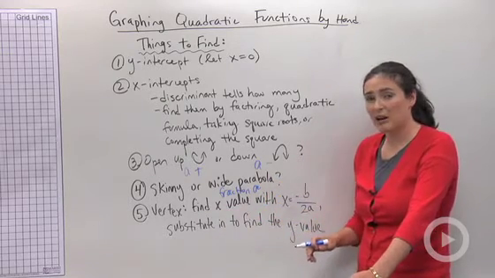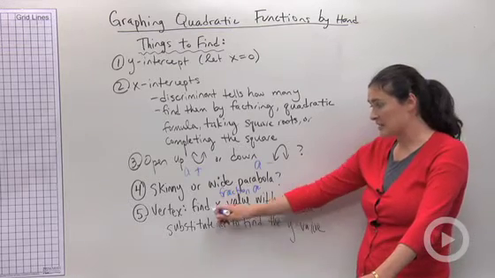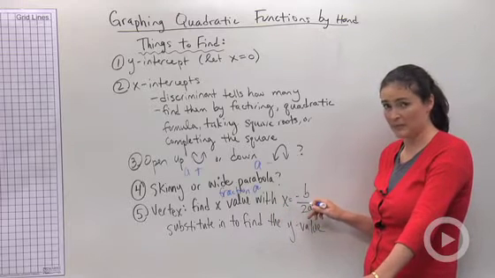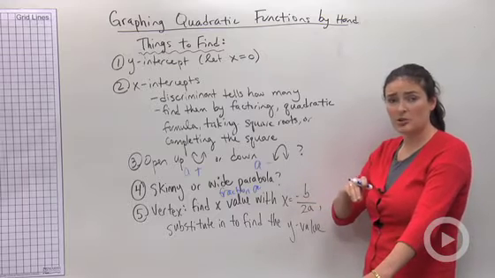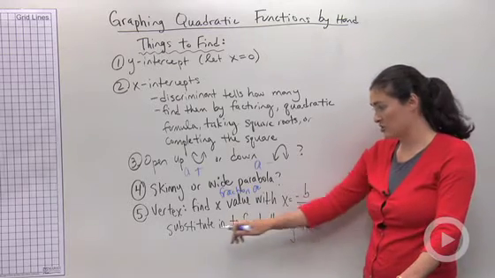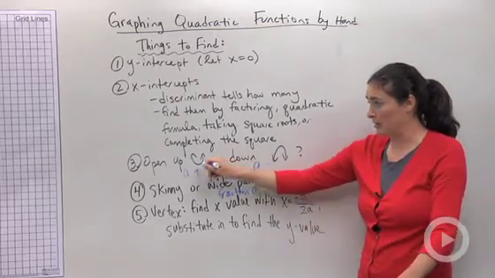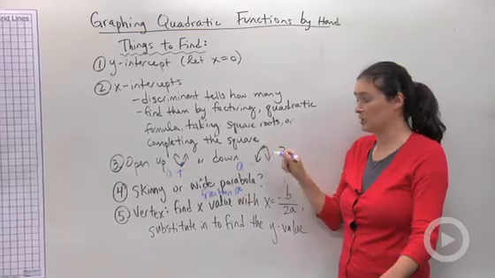The last thing you might want to look at is the vertex. And reminder, the way to find the vertex is by first finding the x value with x equals -b/2a. Once you've found your x number, substitute that value back into the function to find the y value. The vertex is the point where your parabola either reaches its bottom or its top. It's a really important point.